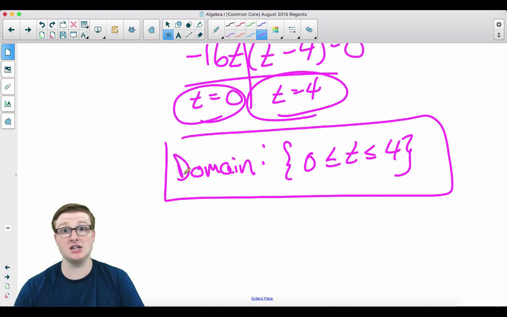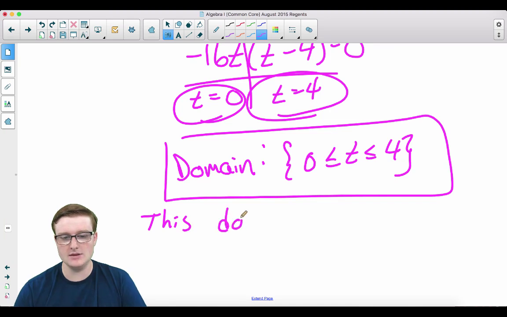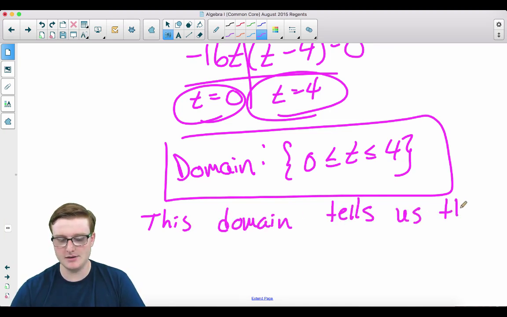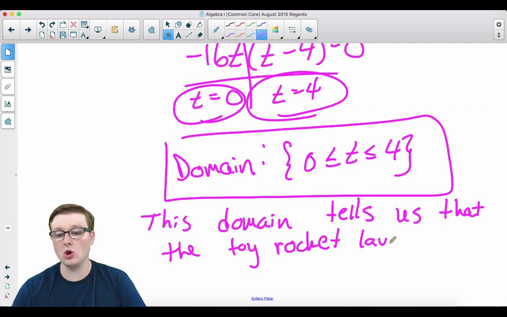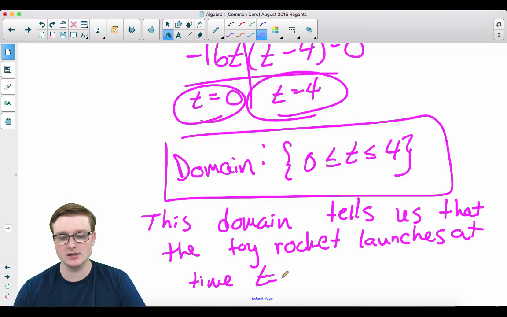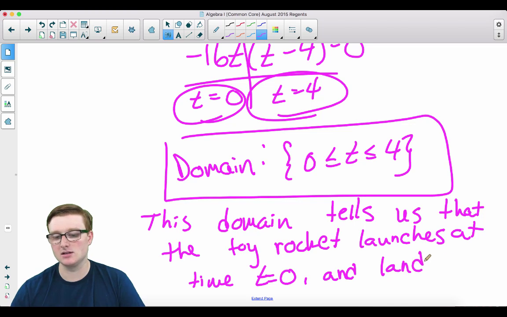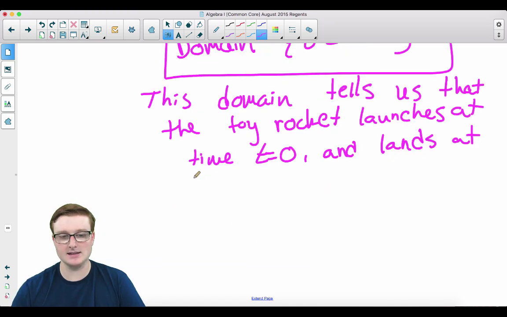And then it says explain your reasoning. But what does that really tell you? Well, this domain tells us that the toy rocket launches at time t equals 0 and lands at time t equals 4.